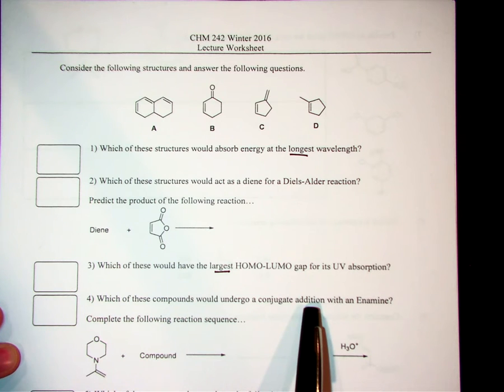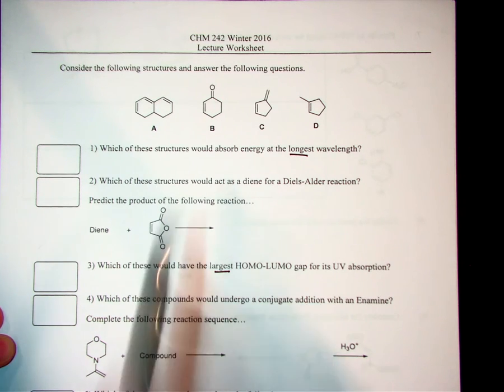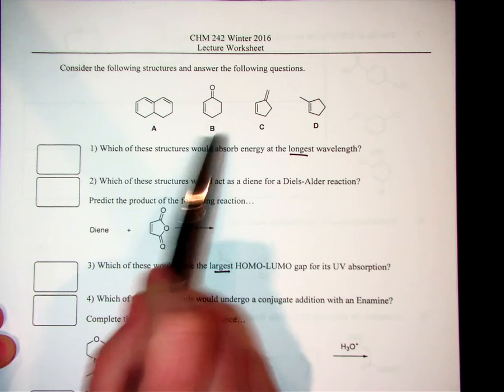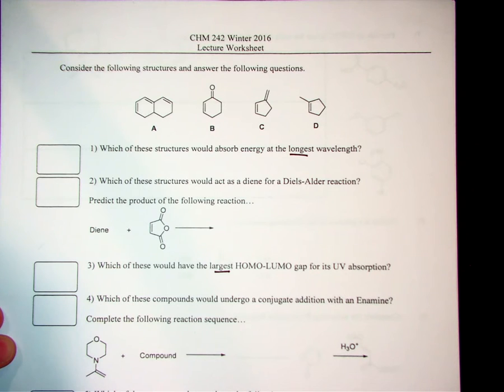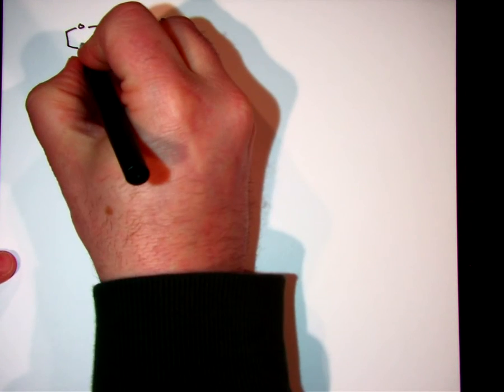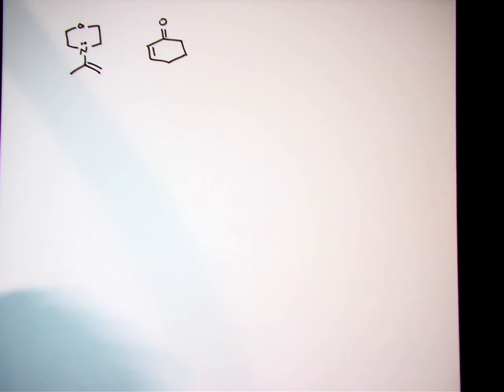So if we look at the 4 possible compounds that we have, we want to do a conjugate addition reaction. That means we need to have an alpha-beta unsaturated carbonyl. We only have one alpha-beta unsaturated carbonyl. So compound B has to be the compound that we're looking at. So let's see if we can figure out what happens as we take this enamine and react it with compound B. So here we have our enamine, and we have compound B.